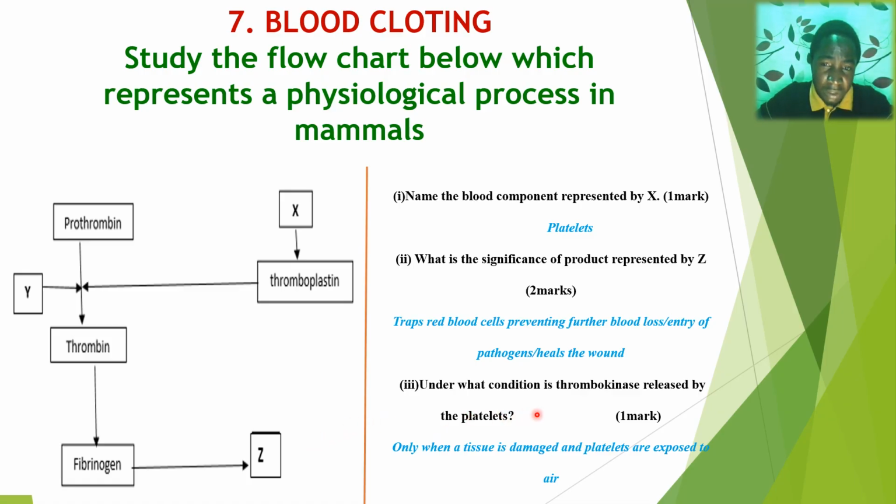Under what condition is thrombokinase released by the platelets? So thrombokinase is released by platelets only when a tissue is damaged and platelets are exposed to air.